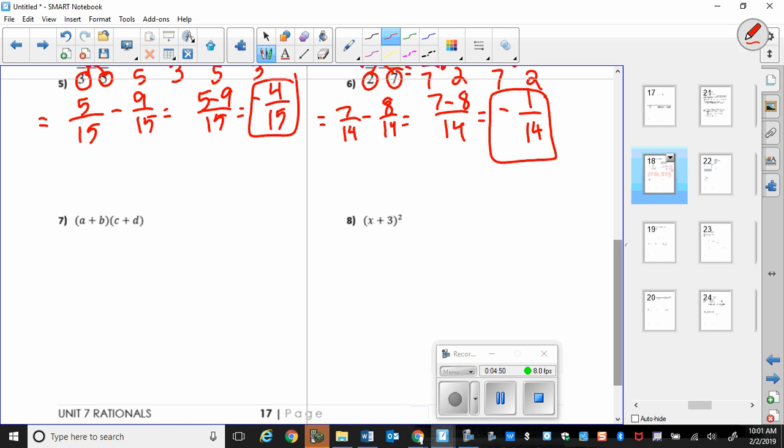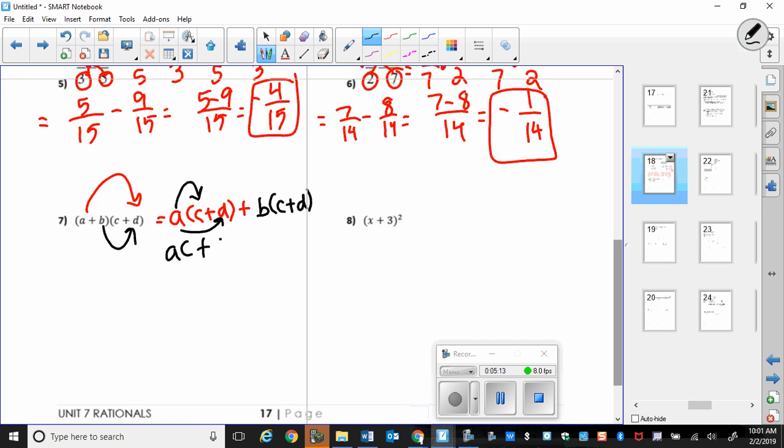So in general, A distributes to the second expression. So this equals A times C plus D plus B distributes to the second expression. This equals B times C plus D. Okay. Inside, A times C is AC plus A times D. All right? Plus B times C is BC plus B times D. And we want to see if there's any like terms. There's nothing we can combine together because all the variables are pretty much different in different combinations.